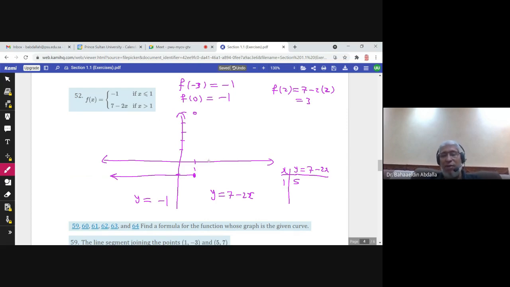Now I choose another number here, for example, 2. f of 2 is 3. So at 2, it is 3. And this is a straight line, so it has to pass by these two numbers. So that's the graph of this function, this straight line and this straight line.